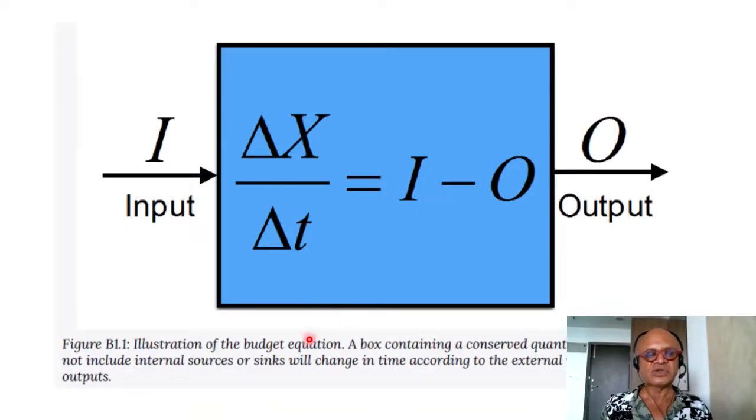So here is an illustration of a budget equation. We have input, we have output. We are looking at the balance of delta x over delta t as what is input and what is output. A box containing the conserved quantity x that does not include internal sources and sinks will change in time according to the external inputs minus external outputs. So this is kind of the reservoir size. So if it's in equilibrium, then the amount inside doesn't change, let's say the CO2 in the atmosphere or in the ocean. So just try to get a sense of that.